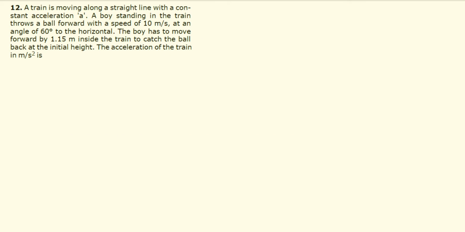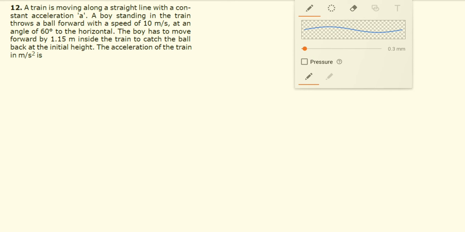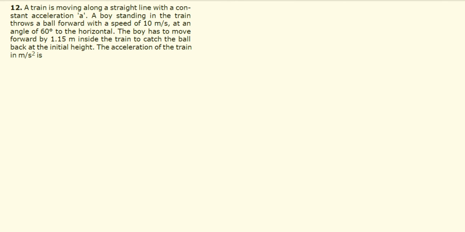A train is moving along a straight line with a constant acceleration a. A boy standing in the train throws a ball forward with a velocity of 10 meter per second at an angle of 60 degree to the horizontal. The boy has to move forward by 1.15 meter inside the train in order to catch the ball.